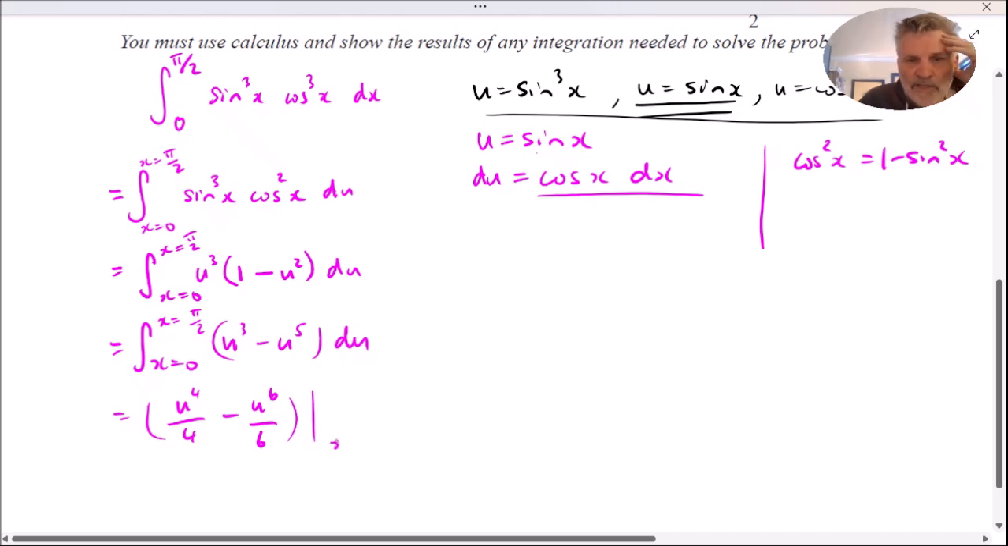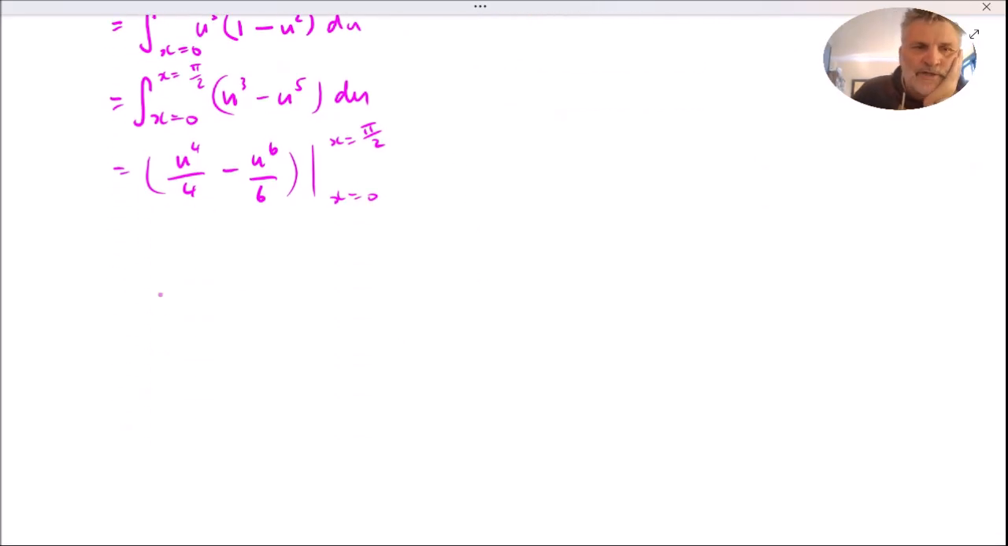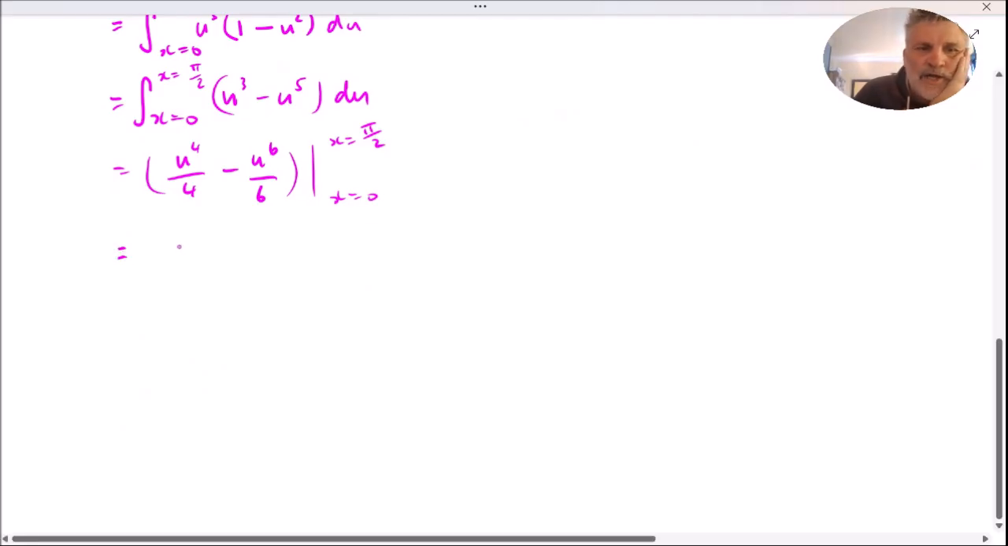And we want to evaluate still at x equals 0 and x equals pi over 2. We've got u's instead. Remember, u was sine x. So this is sine to the power of 4x over 4 minus sine to the power of 6x over 6. And we're evaluating that at 0 and pi over 2.